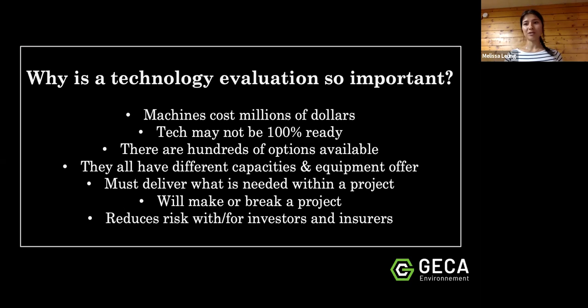There are hundreds of options available, as I just mentioned previously, and not all of them are suited for every project, right? Some say they can only transform plastic. Some say they can only transform biomass. Some say they can transform it all. We have to know exactly what their capacities are in order to have an optimized project, both in terms of financials and operations. And they must be able to deliver for the goals of the specific project.